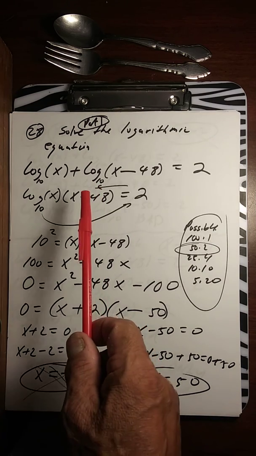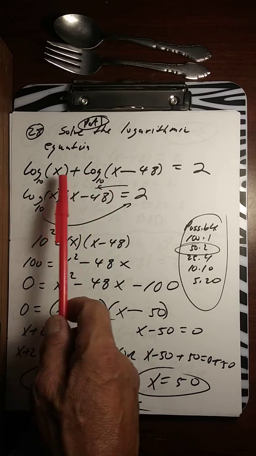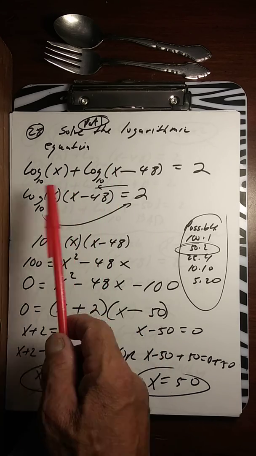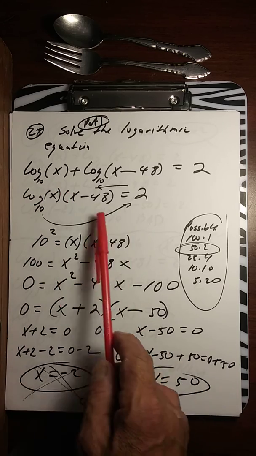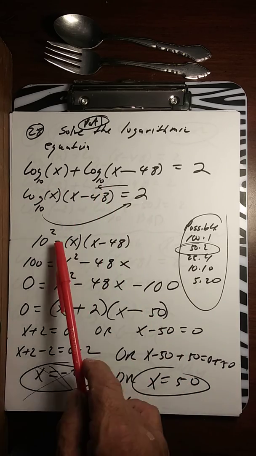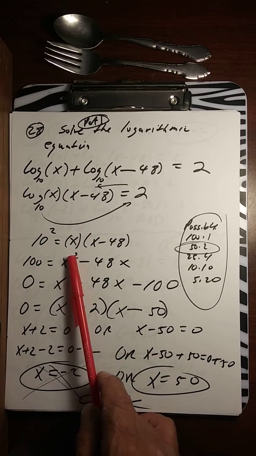Solve the logarithmic equation. So log of this and log of this, that means we can put these together because it's log of a plus log of b; put it back together from the other formula. So now we have this number, because if it's log, it's base 10. 10 to this power is this. So 10 to the 2 is this. 100 equals x squared minus 48.